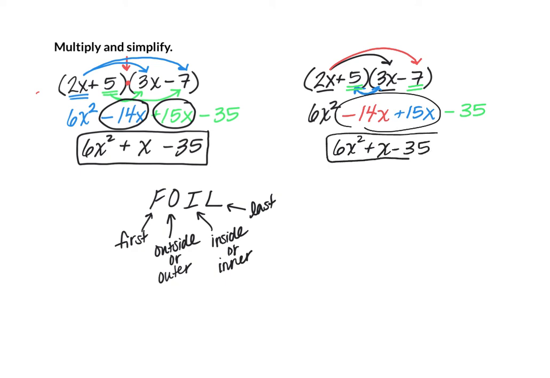So if you like the acronym FOIL, that is great. Just remember, that's only going to work when you are multiplying two binomials, which means two quantities that have two terms each. But what we're really doing is distributing.